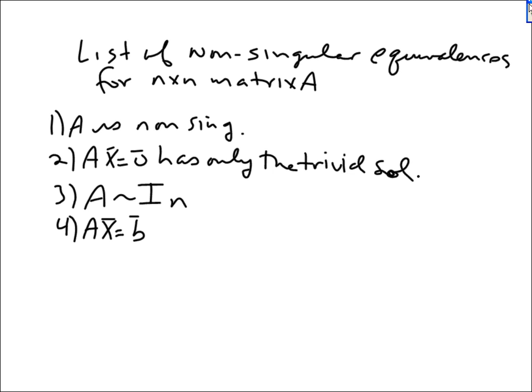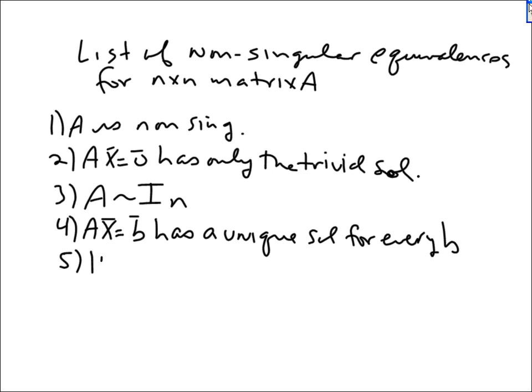AX equals B has a unique solution for every n by 1 matrix B. Determinant of A is not 0. If you come to know the determinant of A is not 0, then A is reducible to the identity, and A is non-singular, and AX equals B has a unique solution.